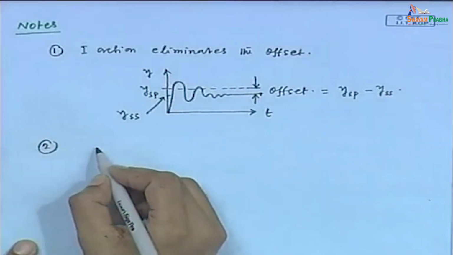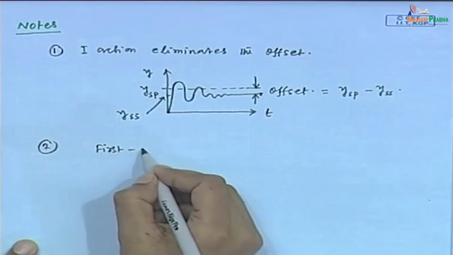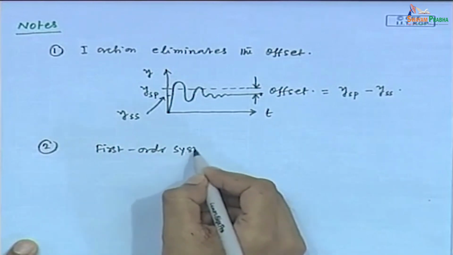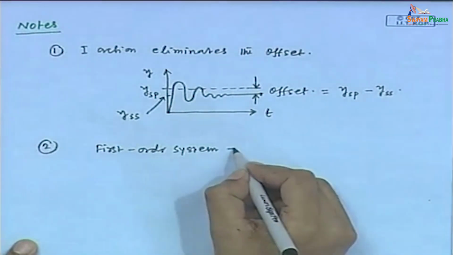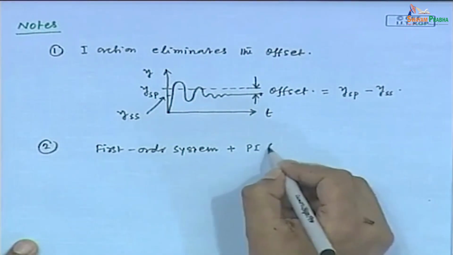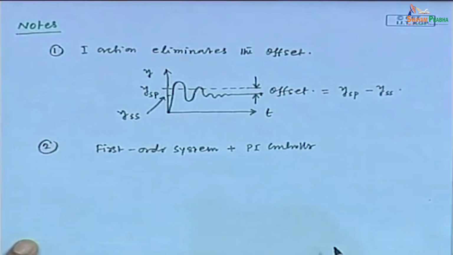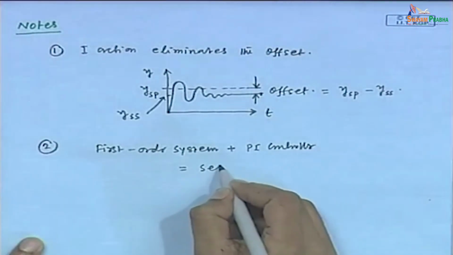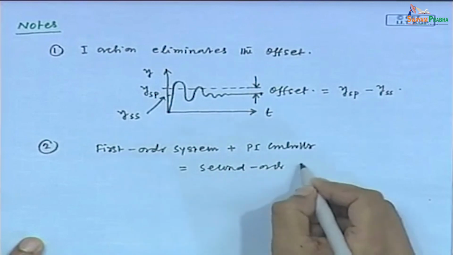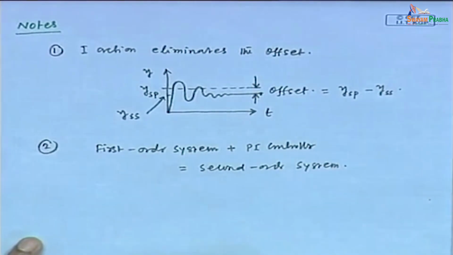Say for example, if we consider a first order system, and if we employ a PI controller, then the overall system becomes a second order system. If we consider a first order system and a controller is employed, then the overall response becomes second order dynamics. That means order is increased by 1.